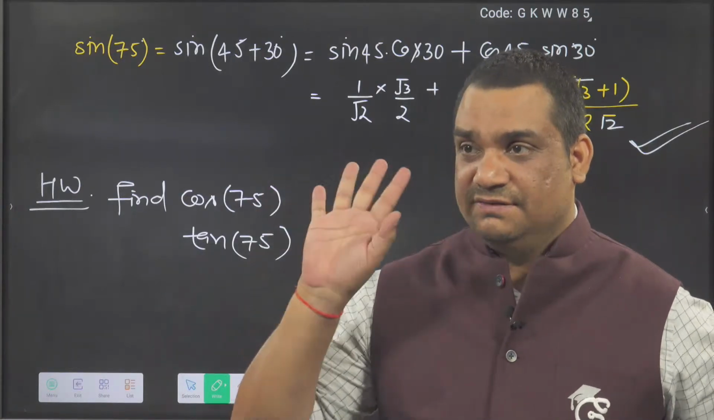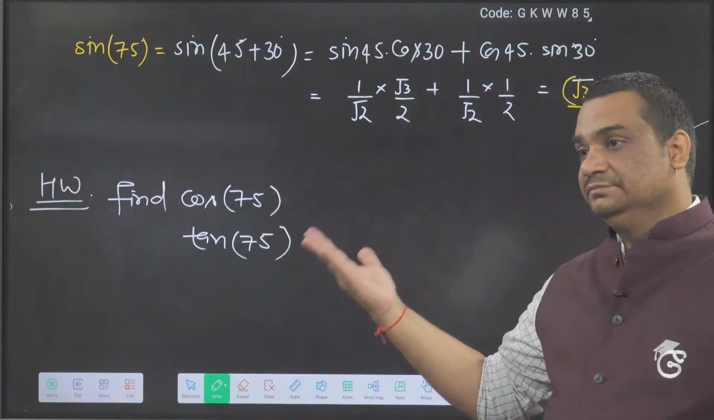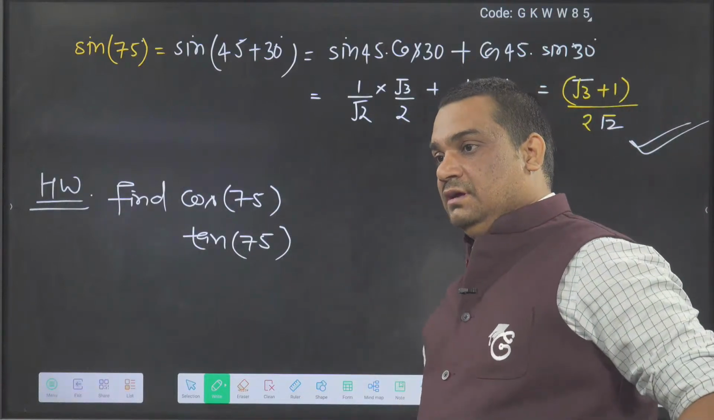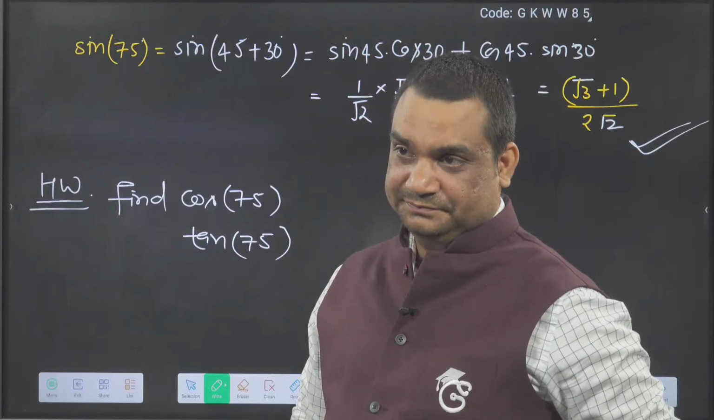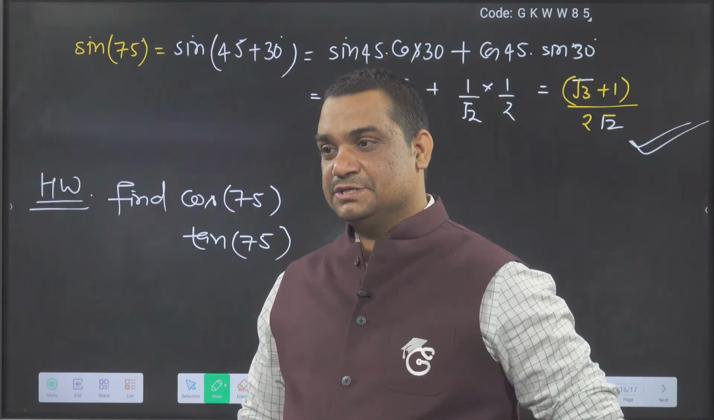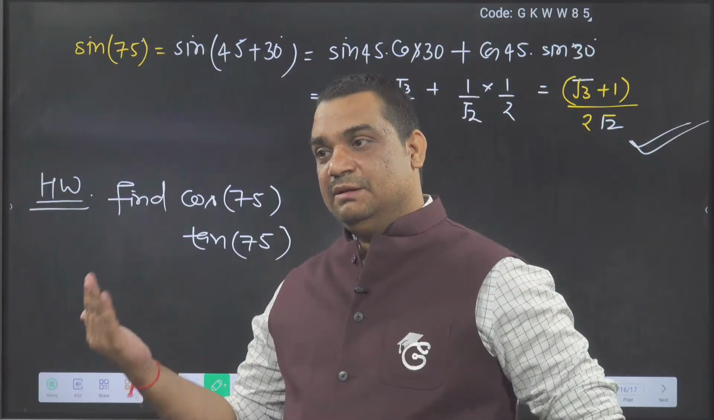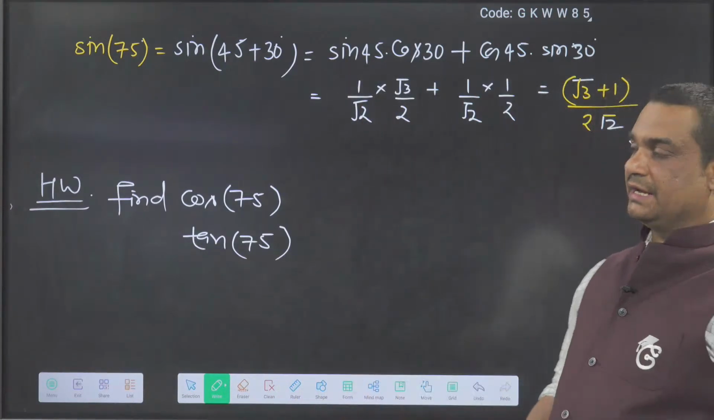So we got the 75 value. Like this, I will take the next. Yes, the answer will be root 3 minus 1. Minus will come. Yes, correct.